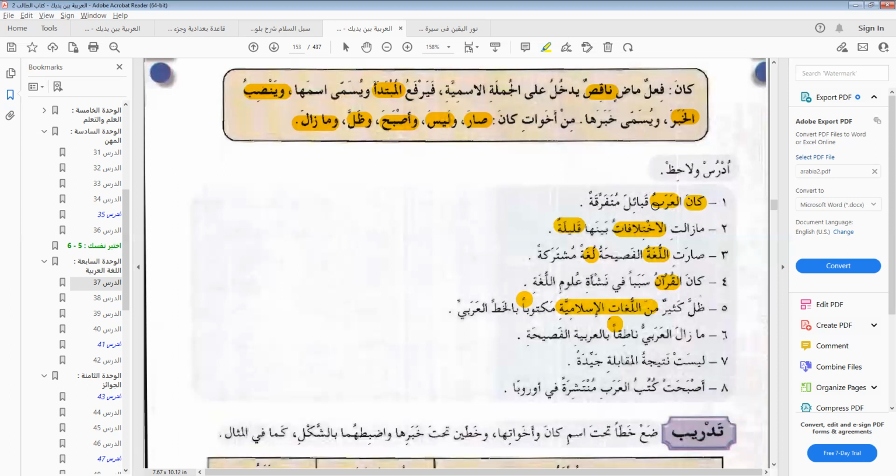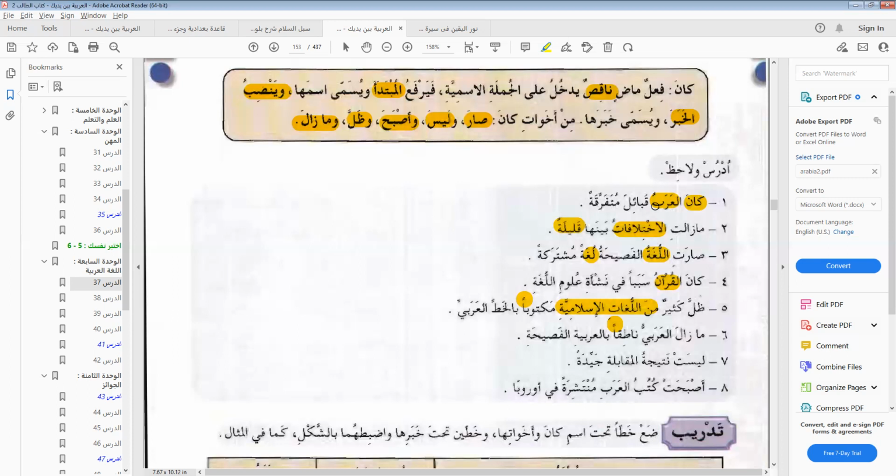Because we want to add where. If I say, I am in school, and I want to change my sentence, I will say I was in school. I'm in school, I was in school. So I'll be able to do that if I use kana.